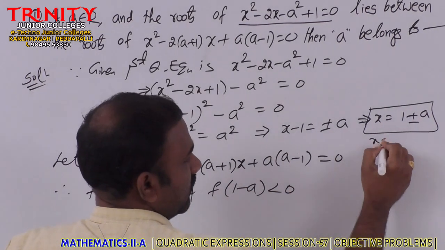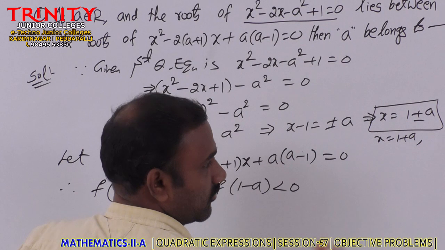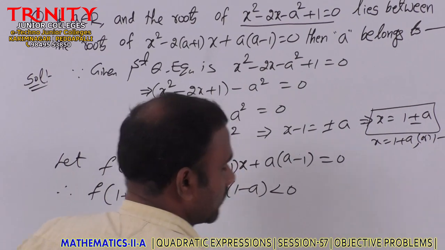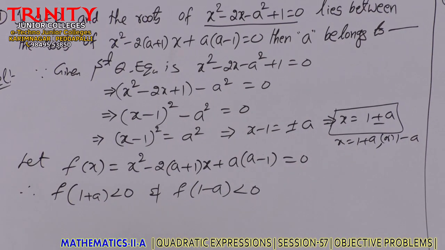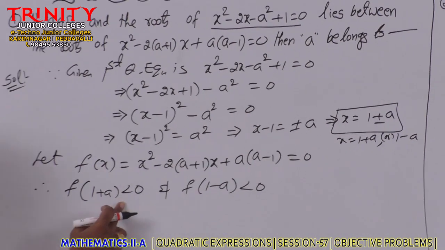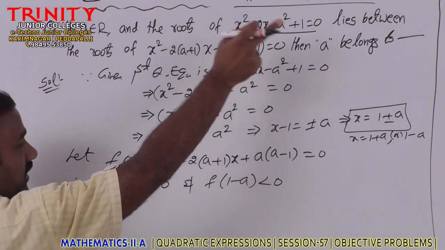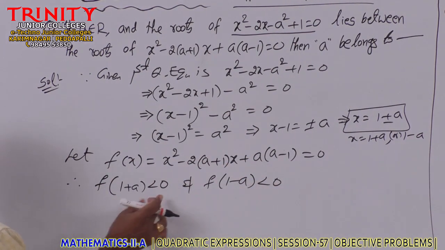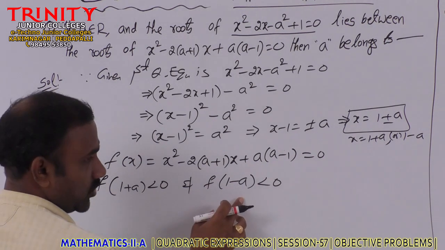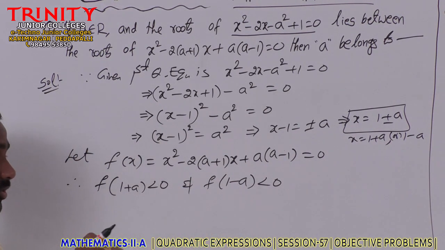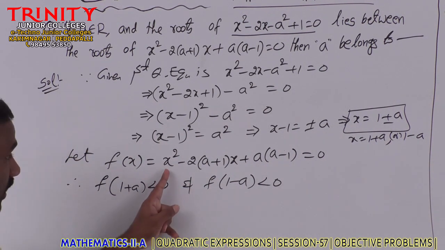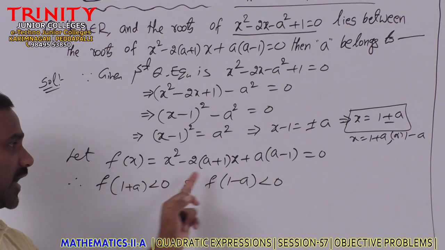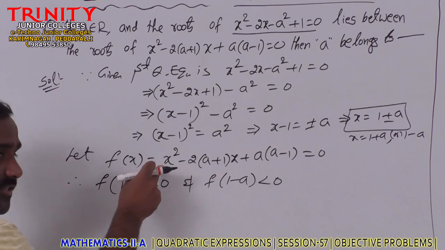Since here we have x equal to 1 plus a or x is equal to 1 minus a, that's why we are taking f of 1 plus a is less than 0. Roots of this quadratic equation lie between these roots. Therefore, f of the root is less than 0 and the other root is also less than 0, then only. Why? Because x square coefficient is 1, positive, and the expression is less than 0.